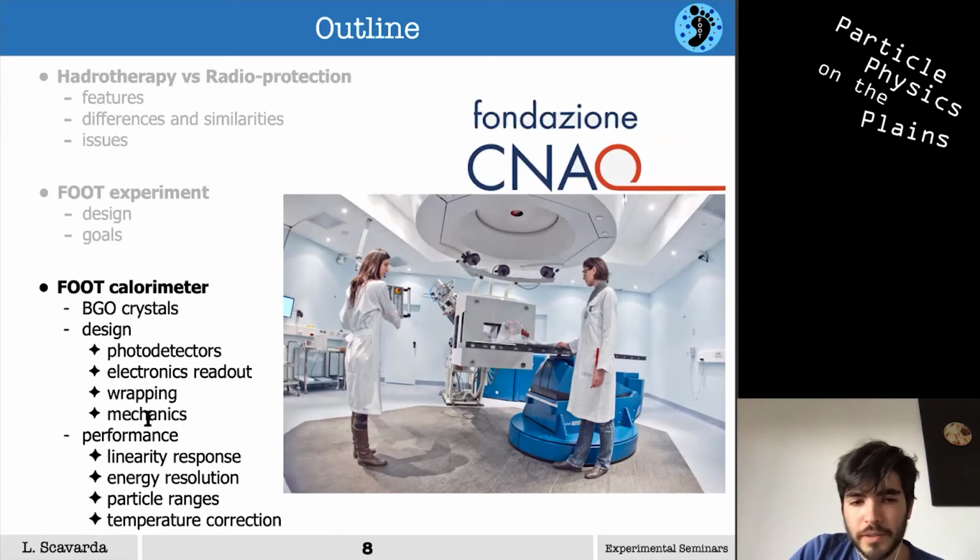All the test beams that we performed were at CNAO, at Fondazione CNAO. CNAO is one of the most important centers in the world where they treat tumors with hadron therapy. And this facility is in Pavia, in Italy.